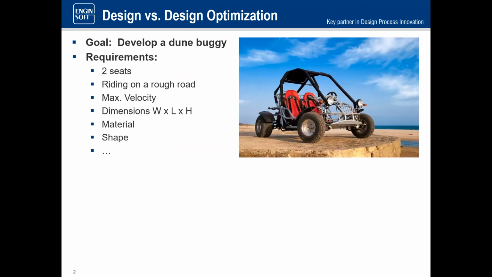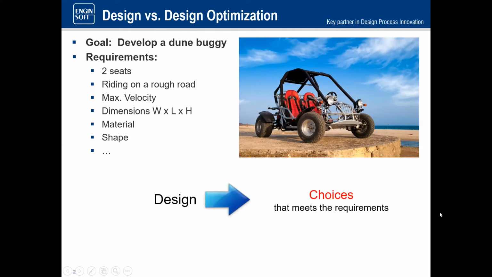So in the case of this dune buggy, some of these design requirements might be being able to fit 2 seats side by side, being able to handle driving on a rough road, a certain velocity threshold has to be met, keep the overall size within a certain limit so it can fit on a trailer, and then issues with materials and shapes as far as the styling, and so forth. And of course, a lot of the characteristics have to do with the cost aspect. So that'll determine some of the selections.